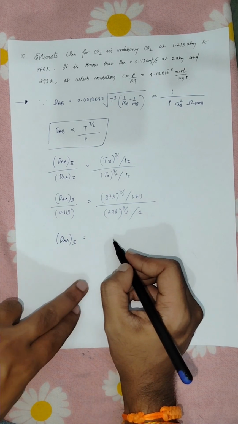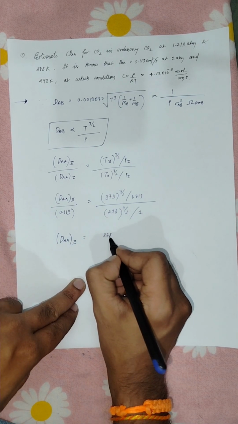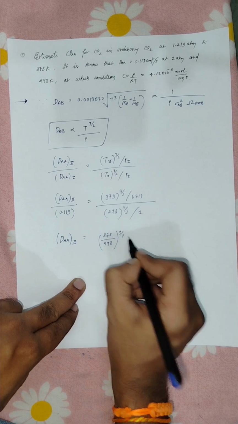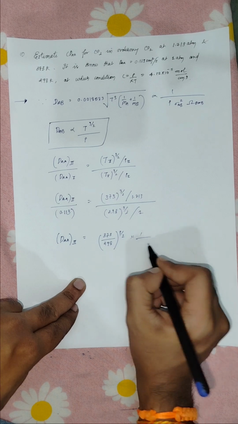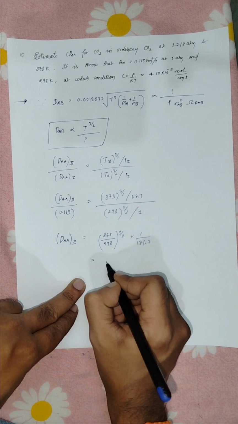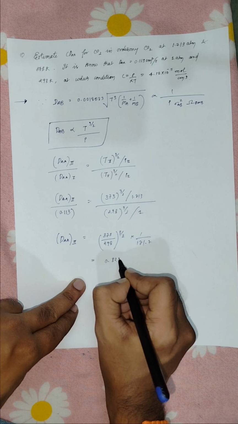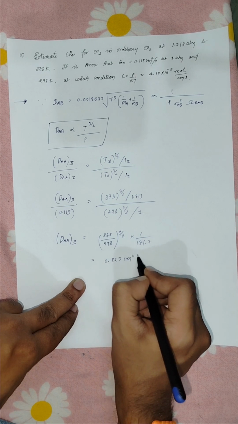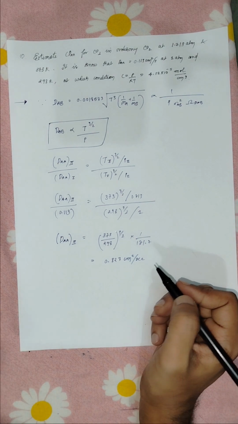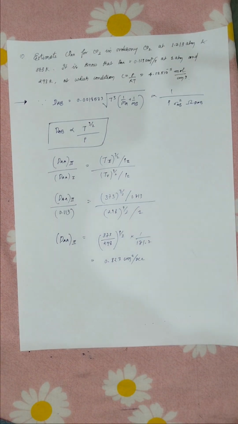After putting all these values in the calculator, what value will we get? So we'll simplify even further. This value comes out to be 0.823 centimeter square per second. So we have got this value, right? Yes, we are done with this question also.